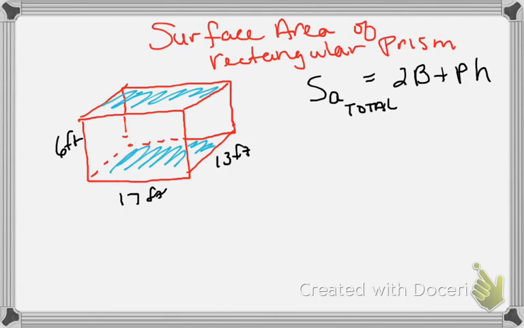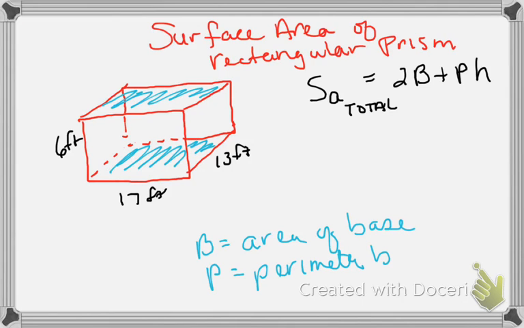The surface area formula is 2B plus PH. Alright, so big B, as we've discussed before, equals the area of the base. And I've already shaded in what I'm going to call the base. I'm going to call the bottom and the top the base. Big P is the perimeter of the same base. So I have to find the area of this base and the perimeter of that base.